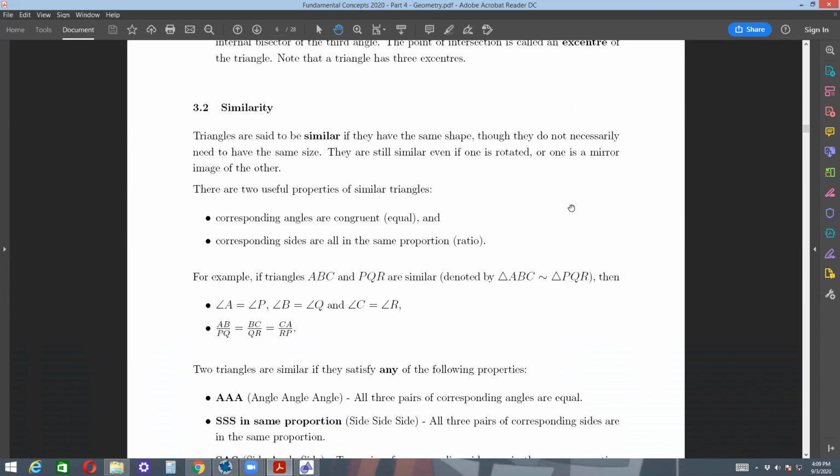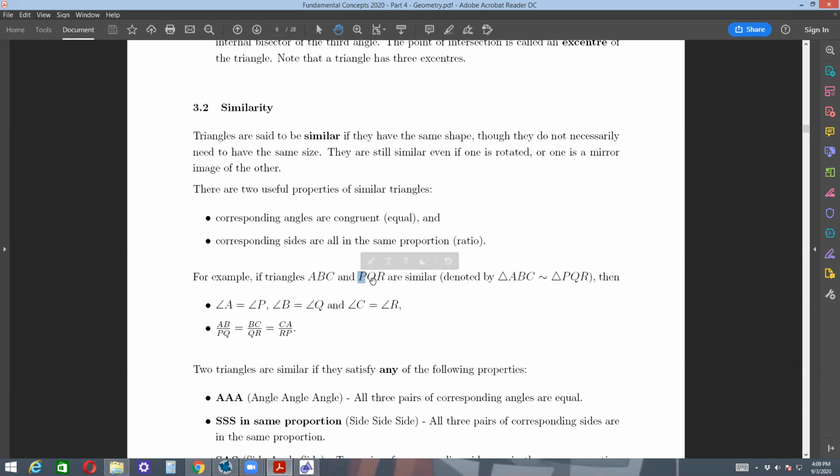I hope you know what similar triangles are by now, but just in case, two triangles are said to be similar if you can show that the corresponding angles are equal, or if you can show that corresponding sides are in the same proportion or same ratio. So for example, if you have two triangles ABC and PQR, we denote similarity with this symbol here, tilde. These two triangles are similar if and only if the angle at A is equal to the angle at P, and the order I write them is important.